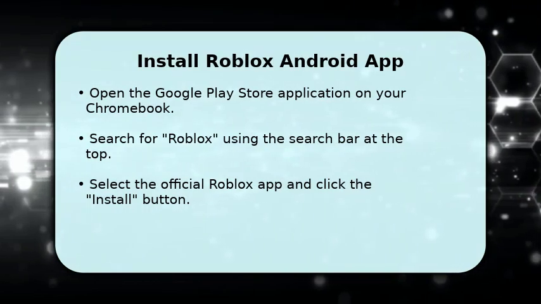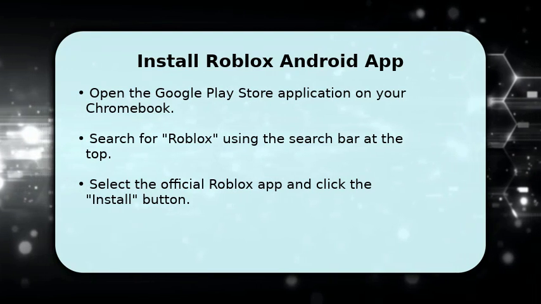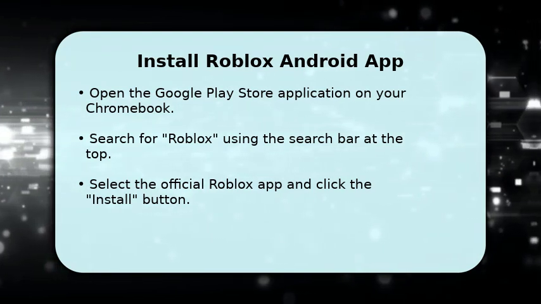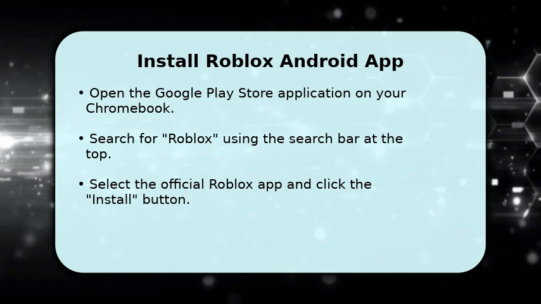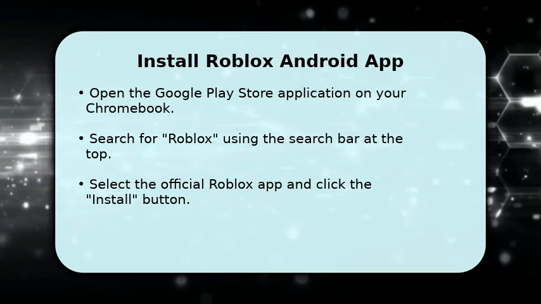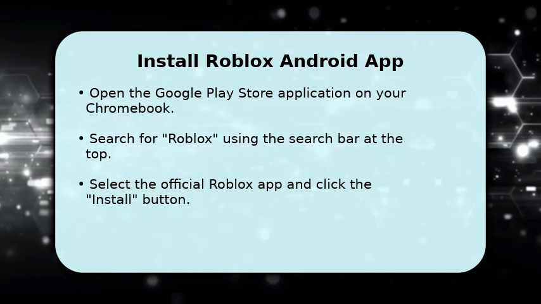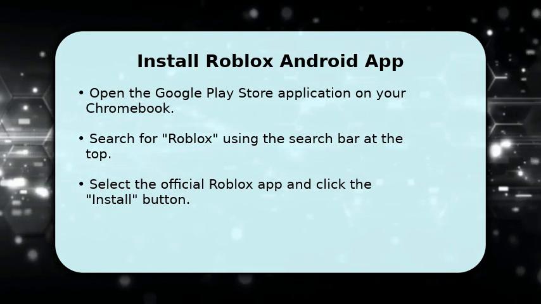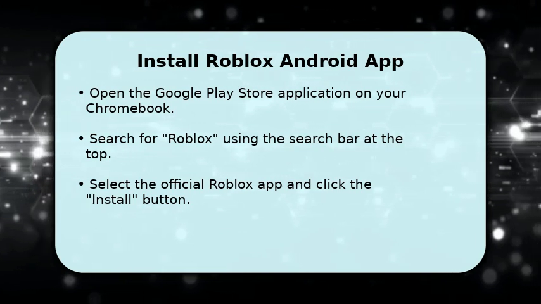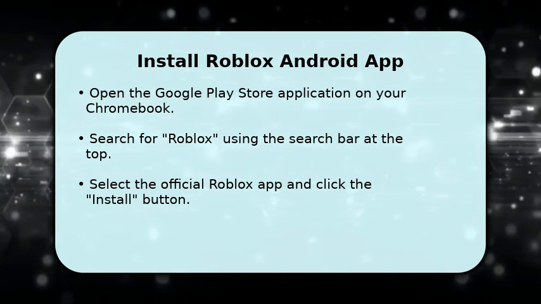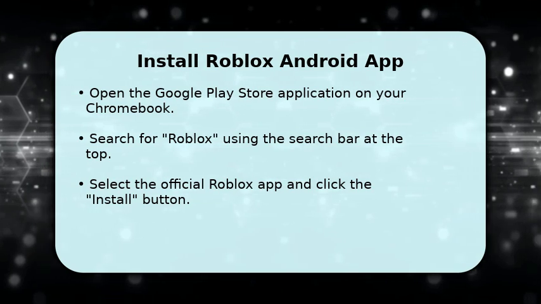Once you've confirmed compatibility, open the Google Play Store on your Chromebook. You'll find it among your other applications. Use the search bar at the top to type Roblox and then select the official application from the search results. Simply tap the Install button and the app will begin downloading and installing itself onto your Chromebook. This process usually takes just a few minutes.